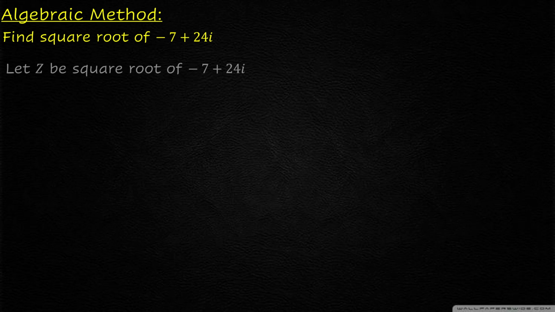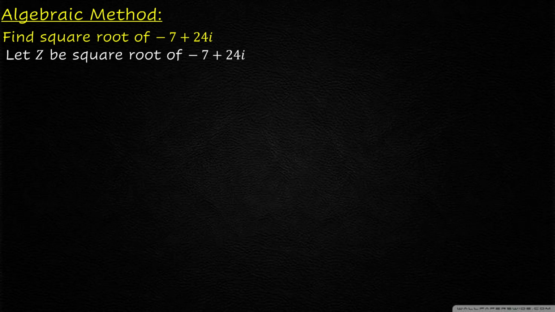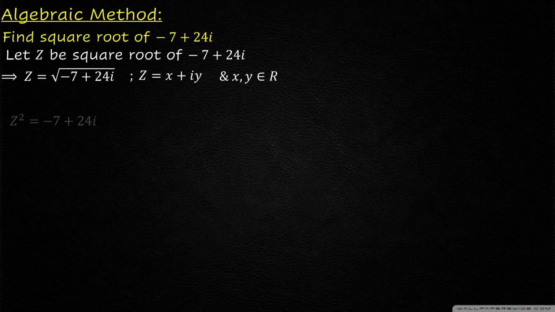Let's find the square root of a complex number minus 7 plus 24 iota. Let z be the square root of minus 7 plus 24 iota. Then we can write z is equal to the square root of minus 7 plus 24 iota, where z is equal to x plus iota y and x, y both are real numbers. We take the square on both sides and write z square is equal to minus 7 plus 24 iota. Replace the value of z, which is x plus iota y.